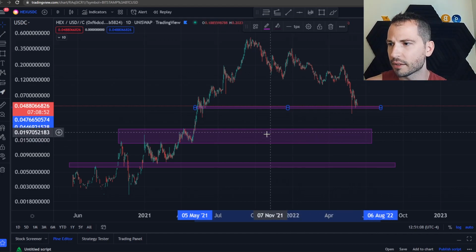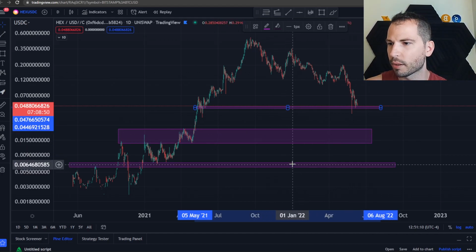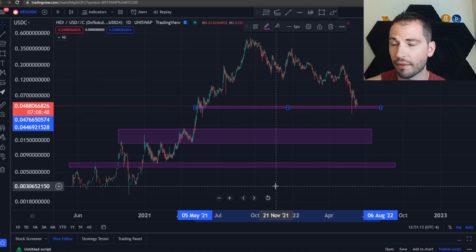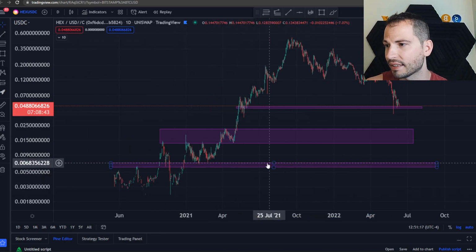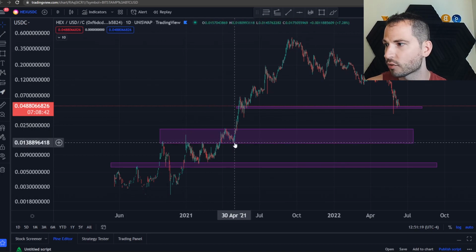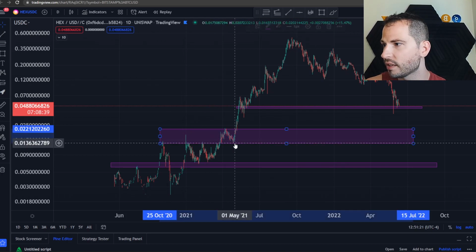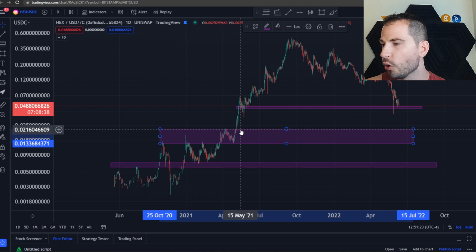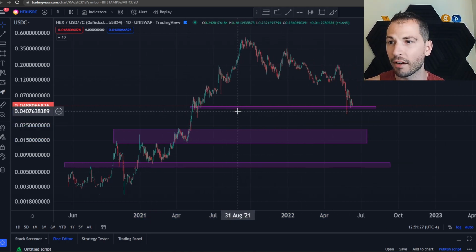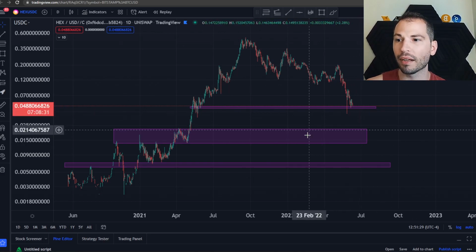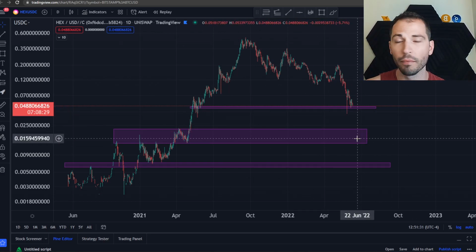So you guys can see I have this purple rectangle here and this purple rectangle here. There's a reason why I have this. I'm doing this very simple, looking at support and resistance. Guys, as you can see, we definitely have some support in this range of around 1.4 cents and 2.1 cents. So in that range, if Bitcoin would dip, I'd expect we would probably bounce somewhere in that range down here. It would be a great time to DCA in my humble opinion.